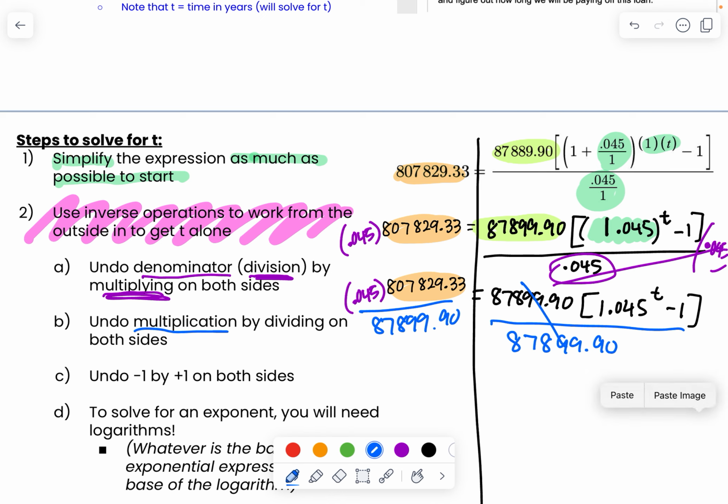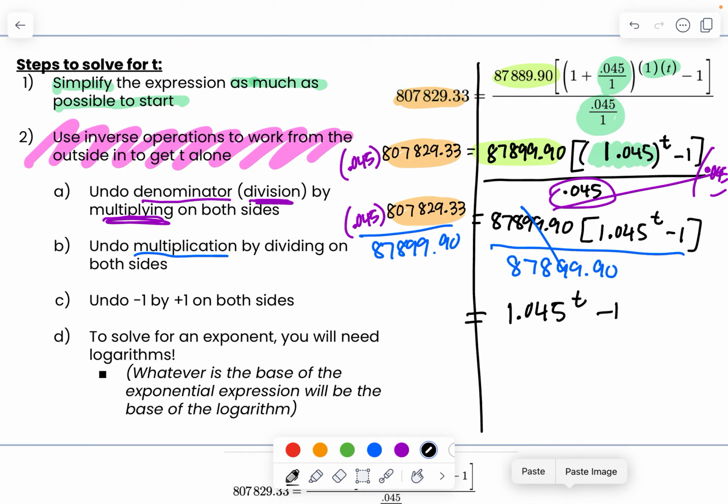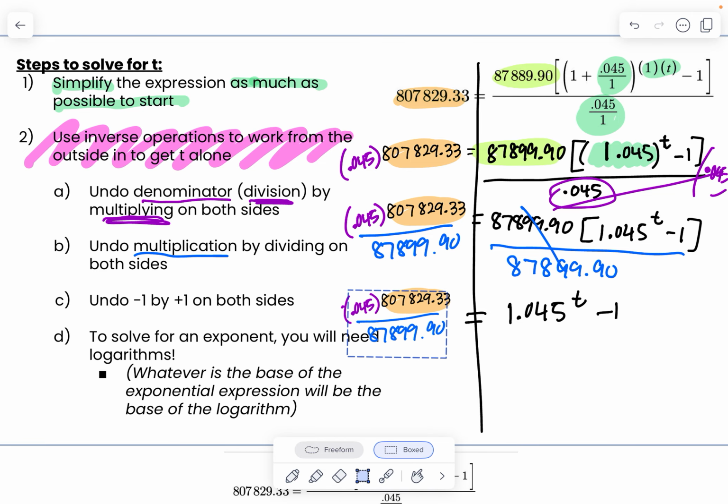Boom. That makes my right-hand side significantly simpler. Now it's 1.045 to the t minus 1. Everyone's right-hand side should look like that. And the left-hand side is a little bit crazier. It's whatever you have on this side. I'm just going to copy and paste it for time. All right, so now we have this.